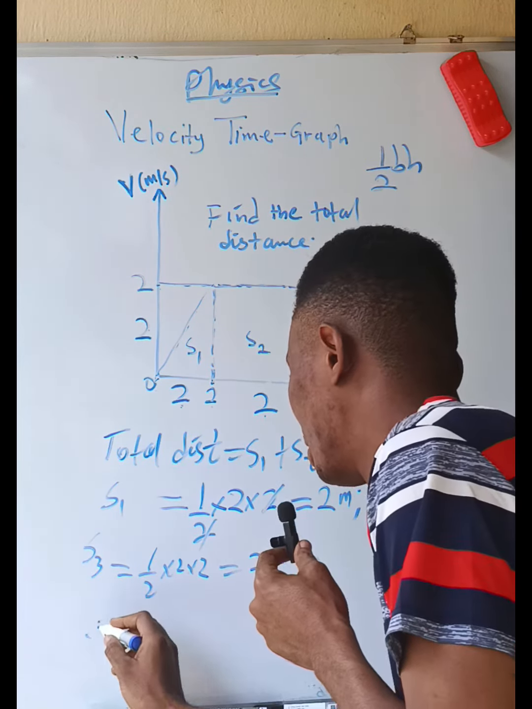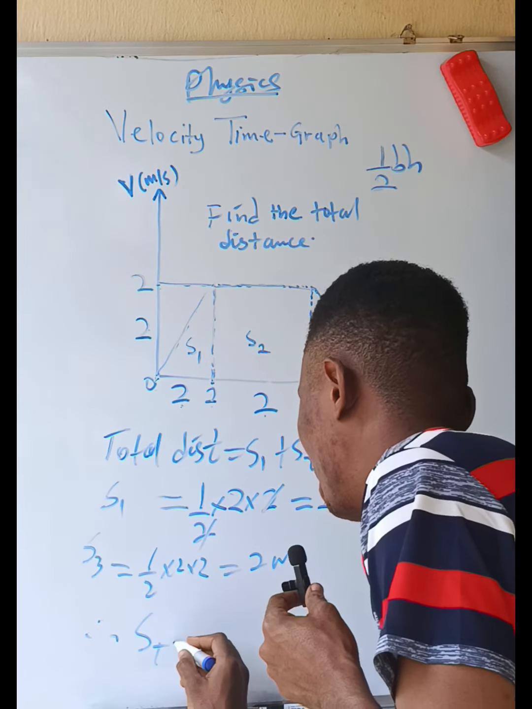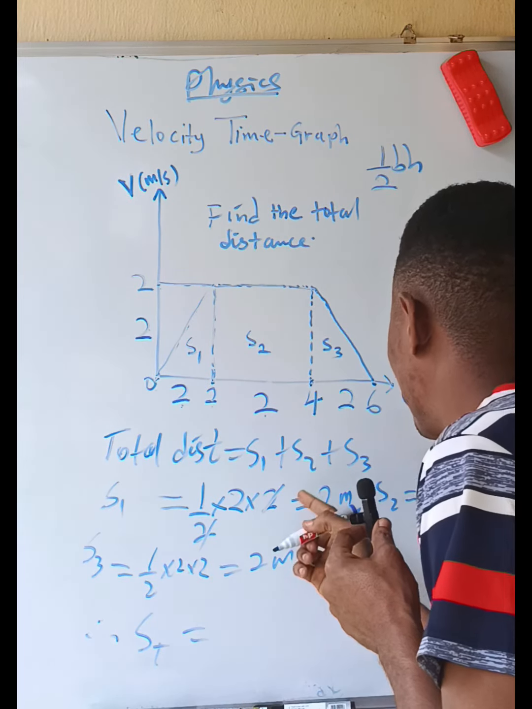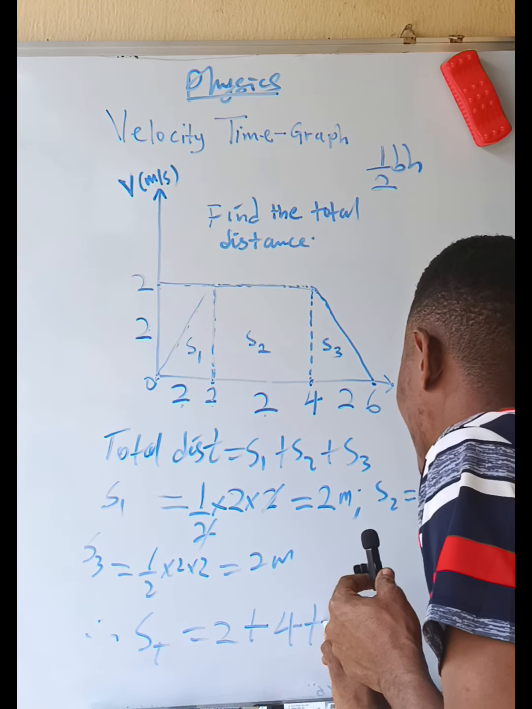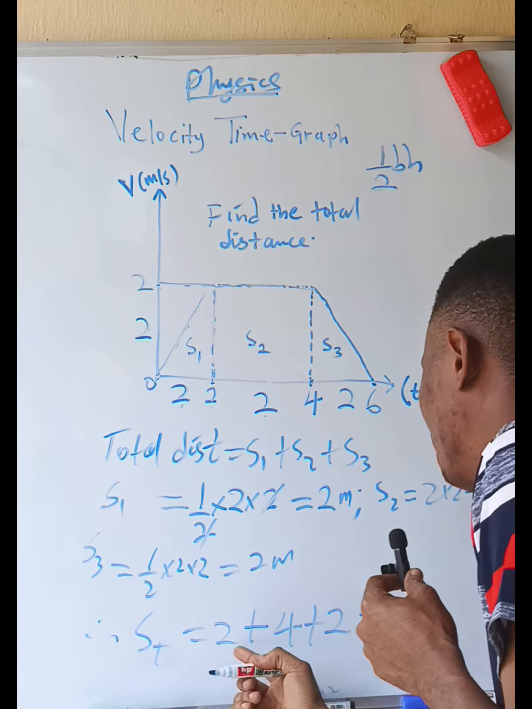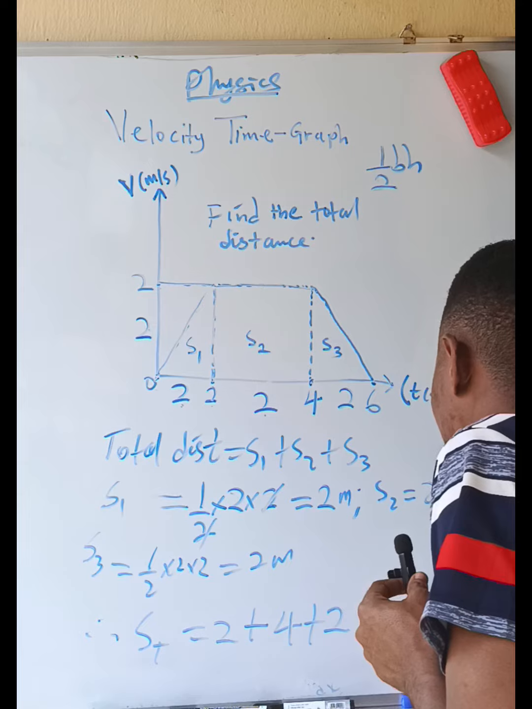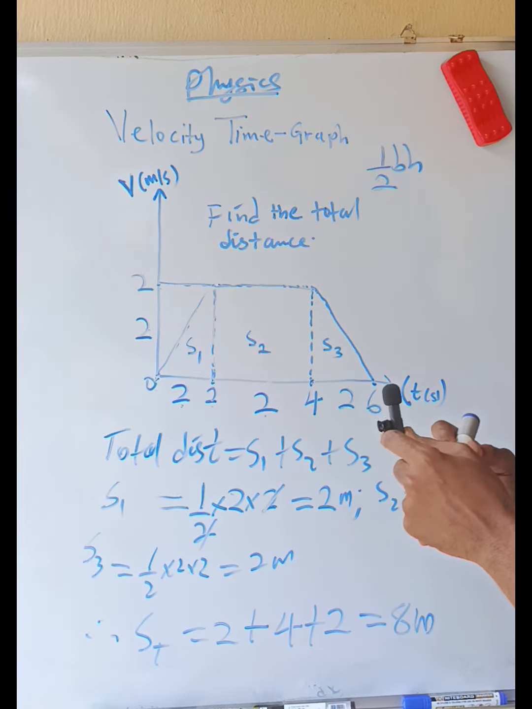So therefore, total distance equals the first one was what? 2 meter plus 4 meter plus 2 meter, which is going to give you what? 2 plus 4 plus 2, that is 8 meter. So that is the answer.